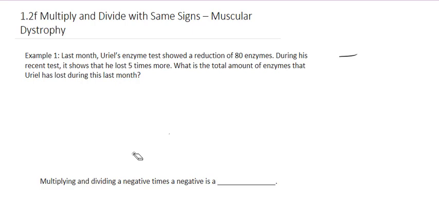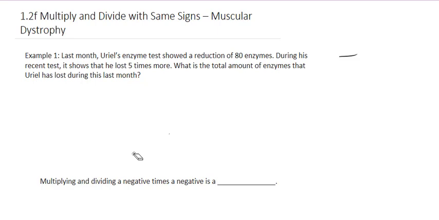Multiply and divide with the same signs. Muscular dystrophy. Last month, Uriel's enzyme test showed a reduction of 80 enzymes. During his recent test, it showed that he lost 5 times more. What is the total amount of enzymes that Uriel has lost during this last month?